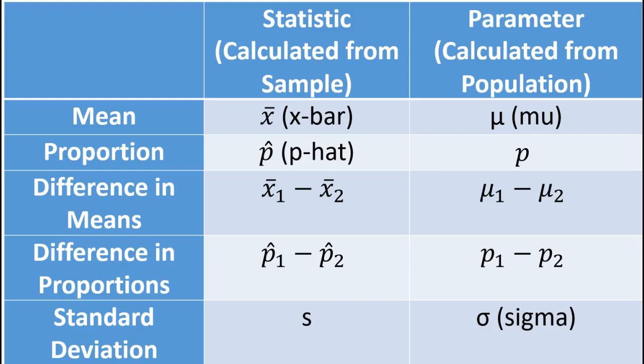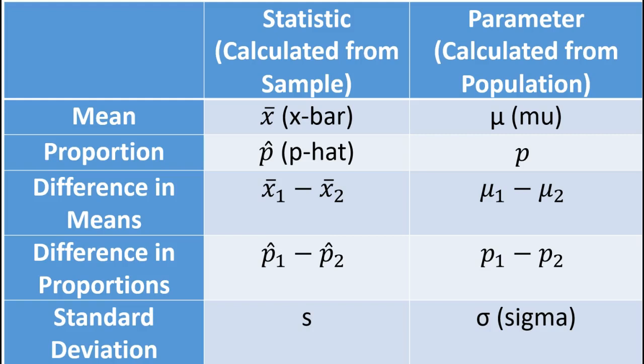Recall that values calculated from sample data are statistics, and values calculated from population data are parameters. Here again is all of that information summarized. Looking across the rows, we notice that each statistic has a corresponding parameter and vice versa. For example, looking at proportions, we can see that p hat and p are a pair. From this point forward, we can think of each statistic as being paired with a corresponding parameter. We're going to learn how to use the value of a statistic to say something reasonable about the corresponding parameter.